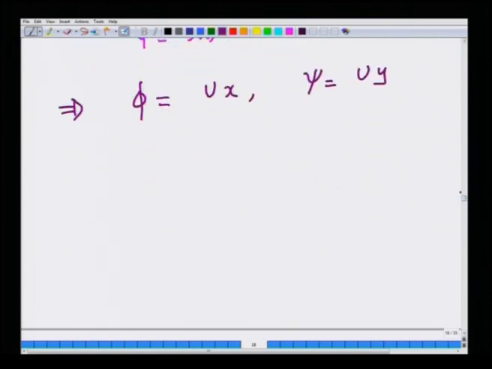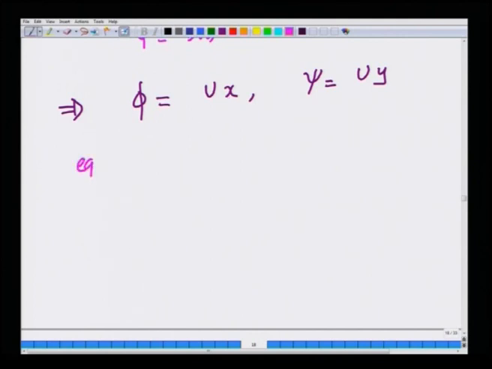When phi is u x, you can calculate the velocity vector in this simple way, at different values of x and y.